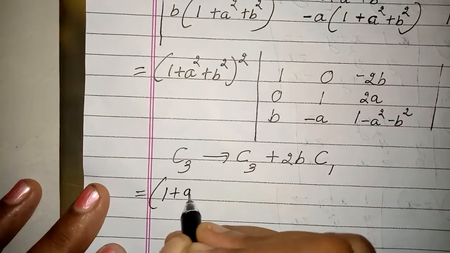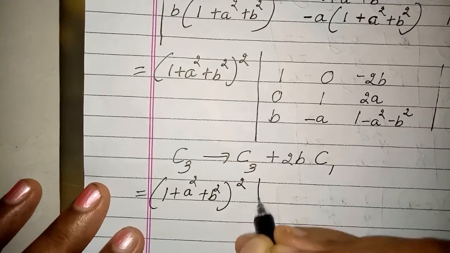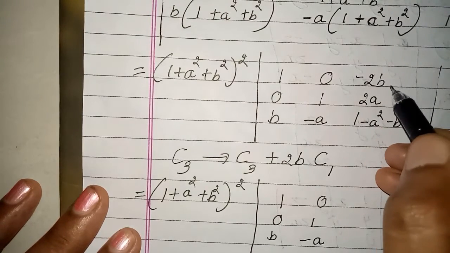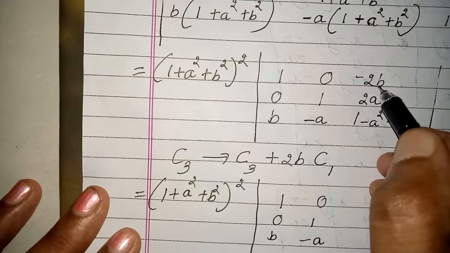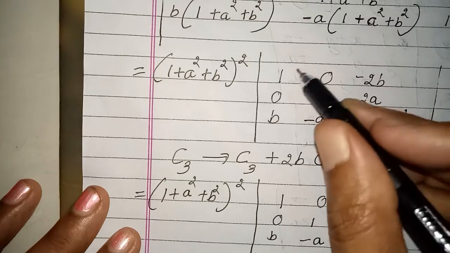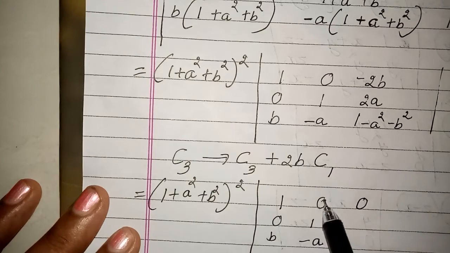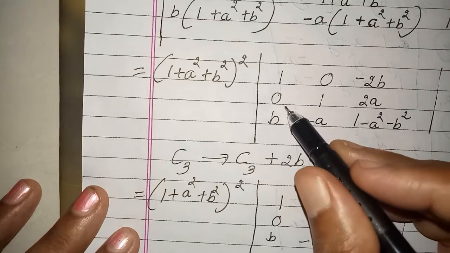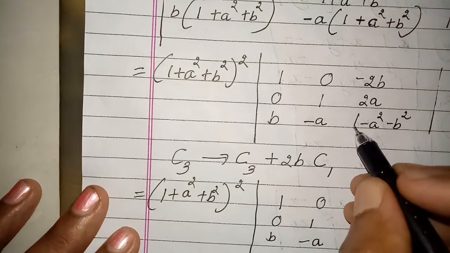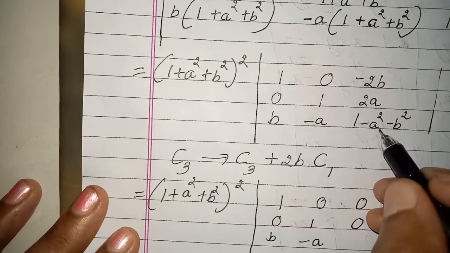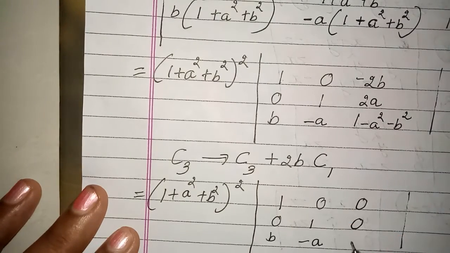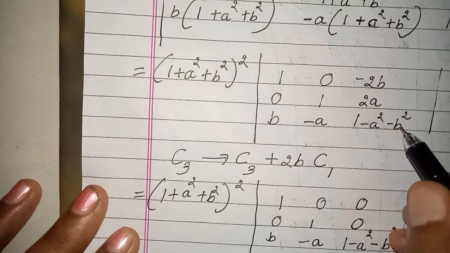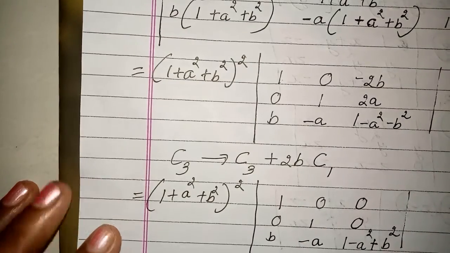So this is 1 plus a square plus b square the whole square. 1, 0, b; 0, 1, minus a. So what will happen here? It is minus 2b plus 2b, 0. Understood why I did it? Because I will get a 0, then it will be easy for my simplification. 2a plus 2b times this. So 0. 1 minus a square minus b square plus 2b square. So it will be plus b square.